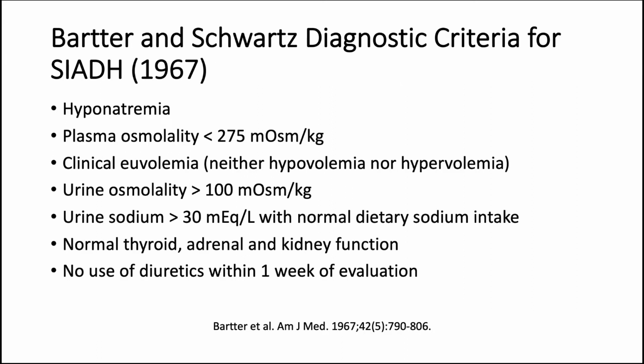Now let's talk specifically about SIADH, which is one of the most common causes of hyponatremia. These are the 1967 Bartter and Schwartz diagnostic criteria for SIADH. You have hyponatremia, plasma osmolality that is low, so it's hypotonic, clinical euvolemia, urine osmolality more than 100, suggesting ADH is present, urine sodium more than 30, suggesting normal or high effective arterial blood volume.